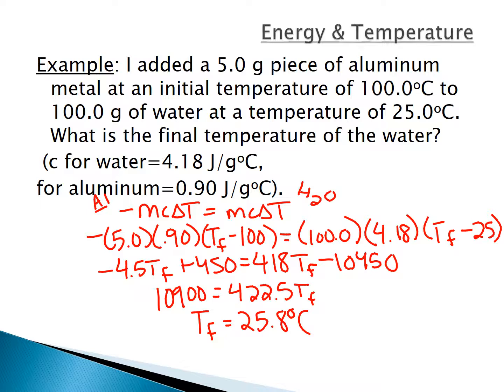25.8 degrees Celsius. And initially that might seem really strange. You might be like, what? I mix something that's 100 and something that's 25 degrees Celsius and I somehow come out with 25.8. But there's two reasons that this makes good sense. So the first reason is that I have much less aluminum than I have water, 5 grams versus 100 grams.